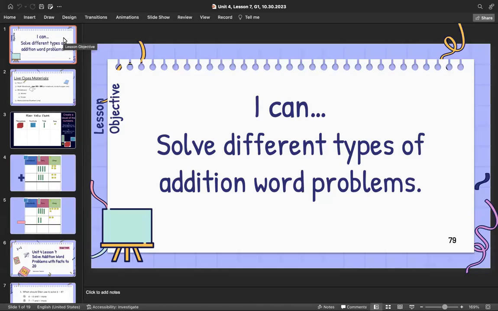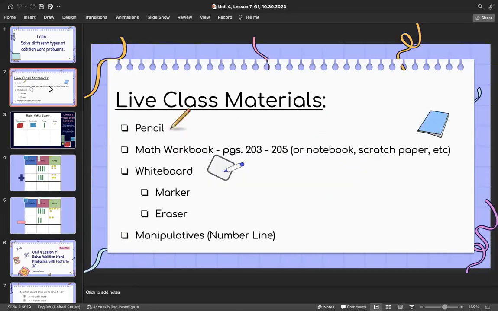Hello and welcome. So today we're going to jump in and we're going to solve different types of addition word problems. That's something we were getting into earlier in the year, and now we're going to be back looking at word problems again. As we go through, make sure that you grab any materials you need before we jump into this.